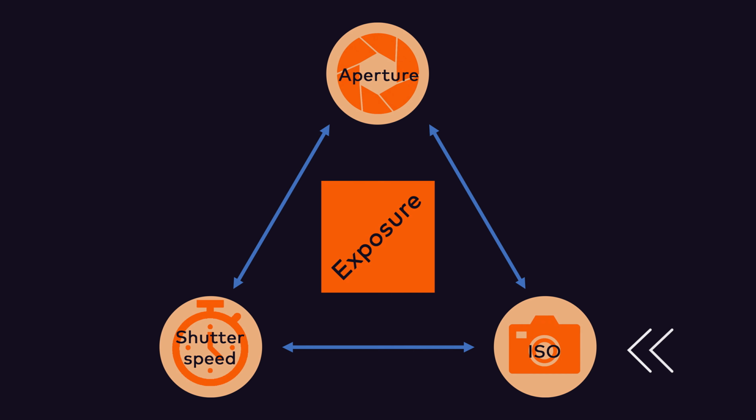Thirdly, there is the camera sensor's sensitivity to light, the ISO value. You can set this from very low ISO values, where the sensor needs a lot of light, but you can also set a high ISO value where the sensor needs little light to expose correctly.